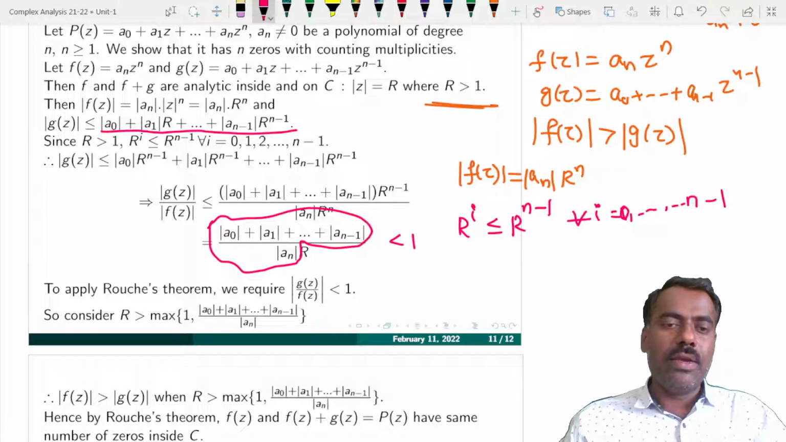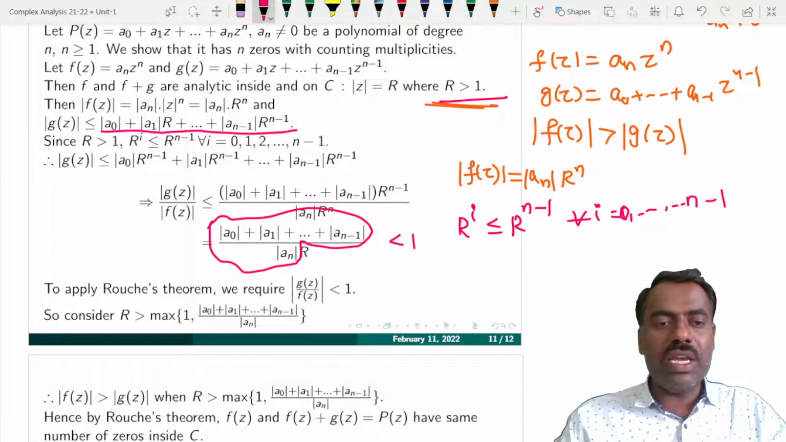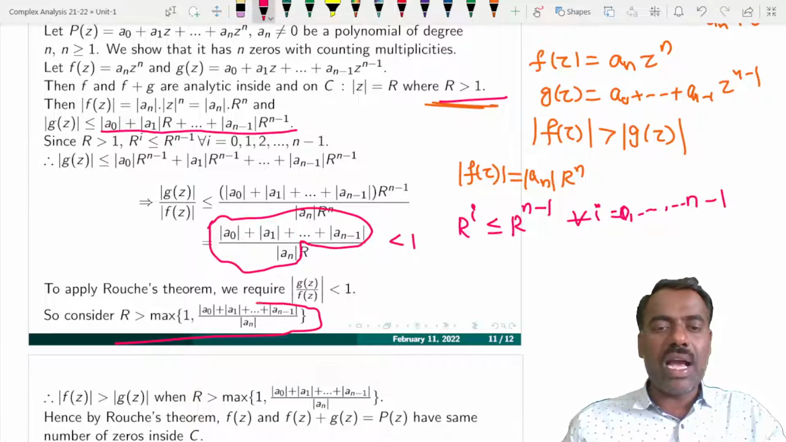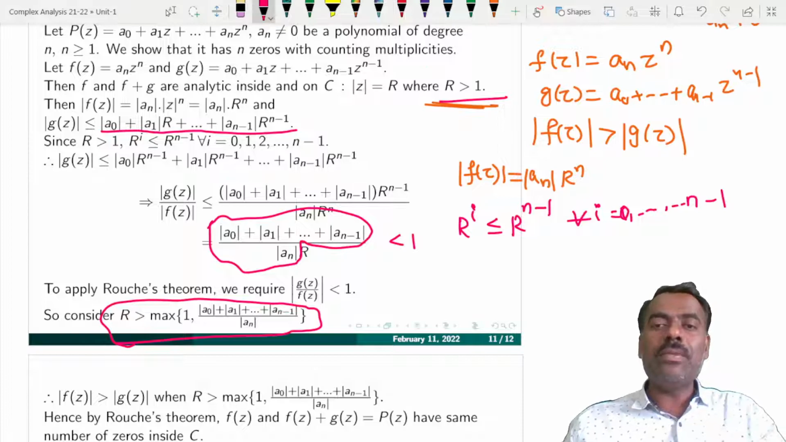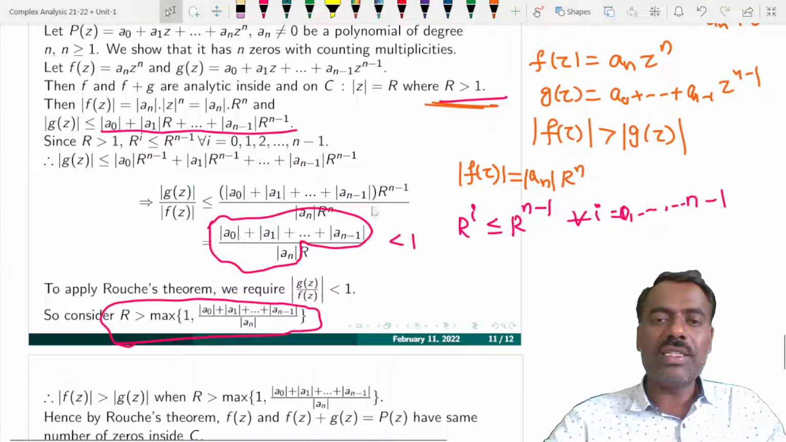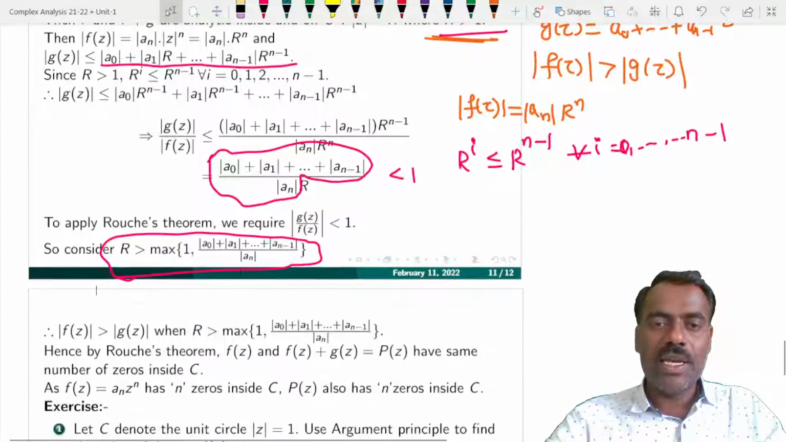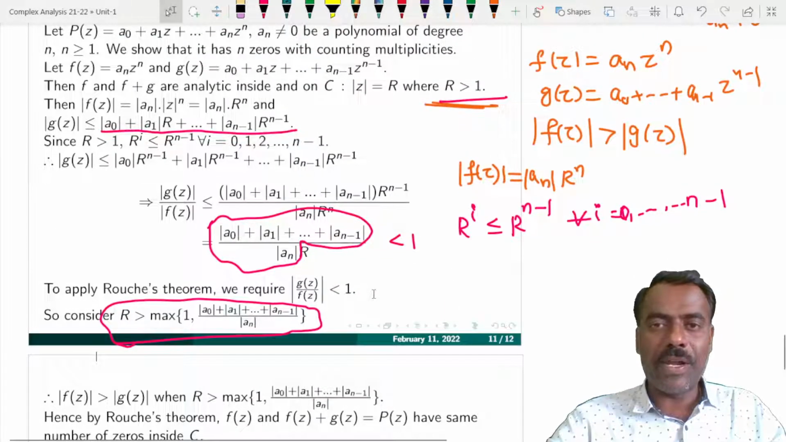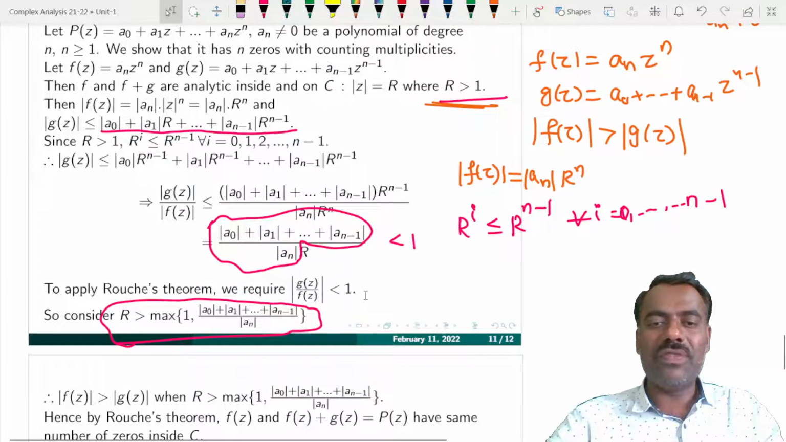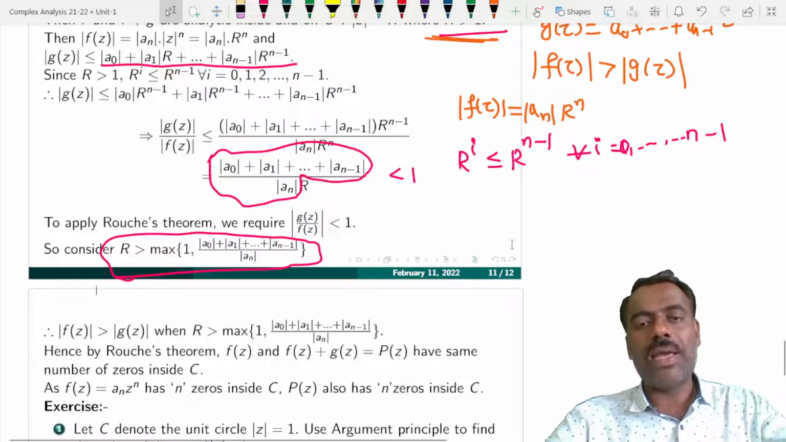So here we want R greater than 1 also, and that whatever we have should be bigger than this quantity. So whatever R we select, it should be bigger than both 1 and this quantity. If this quantity is already less than 1, then R greater than 1 is more than sufficient. If this quantity is bigger than 1, then we want to make sure that R is bigger than this also. If you take this, then we get that mod g of z by f of z is less than 1, right? So we can apply Rouche's theorem.